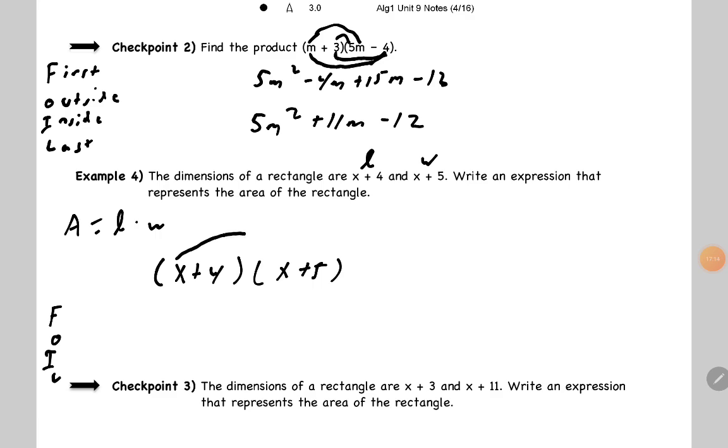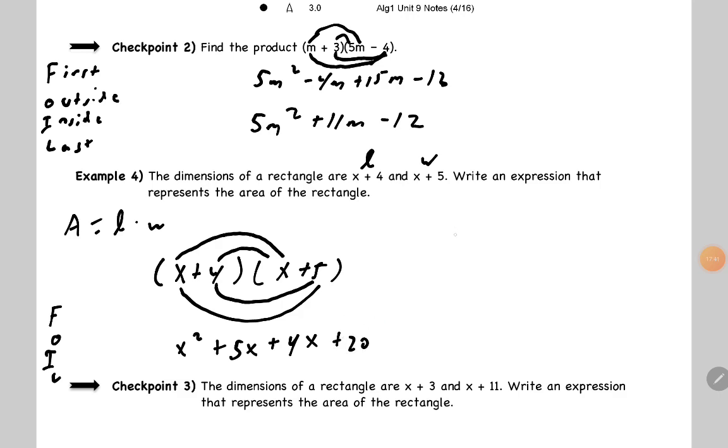First numbers. X times x is x squared. Outside numbers. Five times x is 5x. And then we're going to do inside numbers. Plus 4x. And then we're going to do last numbers. 4 times 5 is 20. Combine our like terms. So x squared plus 5x plus 4x is 9x plus 20. And that's it. That is my area.